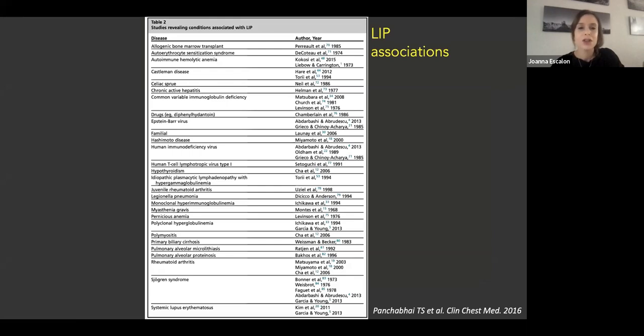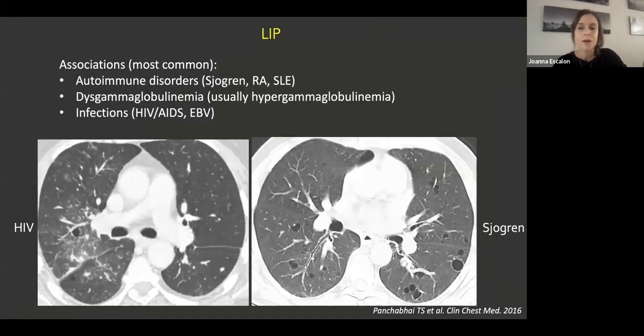Now, LIP has a huge list of associations. Probably the first one that comes to mind is Sjogren's, for good reason, because it is the most common. But just for your edification, keep in mind that the list of things that can be associated with LIP is actually quite long. But in order to make it simple, try to at least remember the most common ones. So autoimmune disorders like Sjogren's, rheumatoid arthritis, and lupus. Dysgammaglobulinemia, usually a hypergammaglobulinemia. Remember, that's what was in our index case. And infections like HIV and EBV.